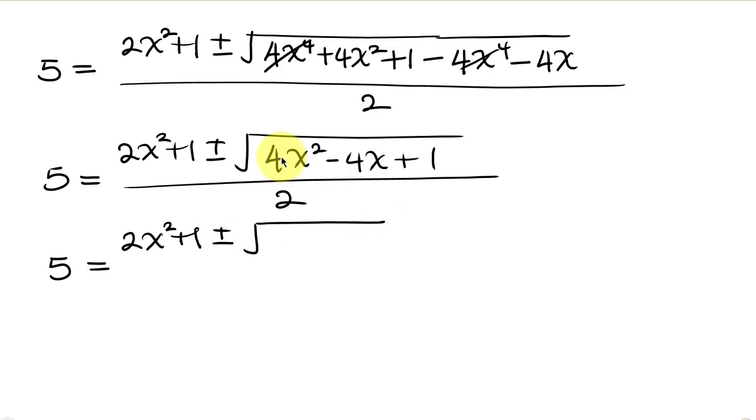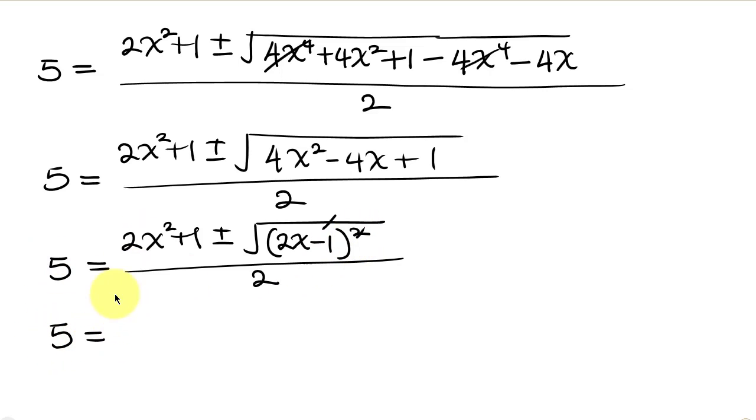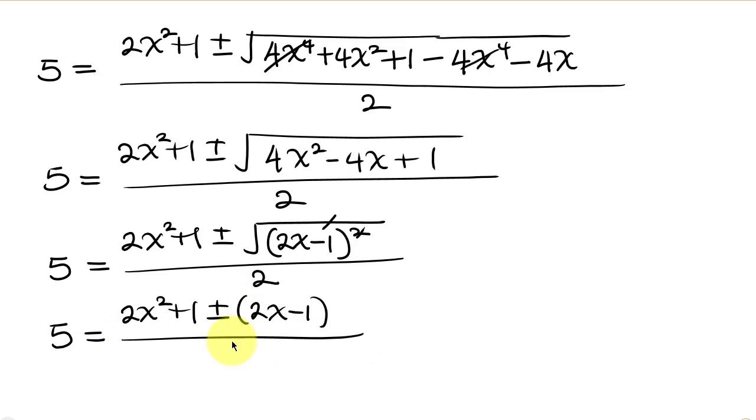So we have 5 to be equal to 2x squared plus 1 plus or minus the square root of. Now writing this in perfect square is 2x minus 1 all squared. Very good. So all over the denominator 2. Now notice that the square root and the square cancel out, so that we have 5 equal to 2x squared plus 1 plus or minus. Now what we have remaining here will be 2x minus 1 all over 2.